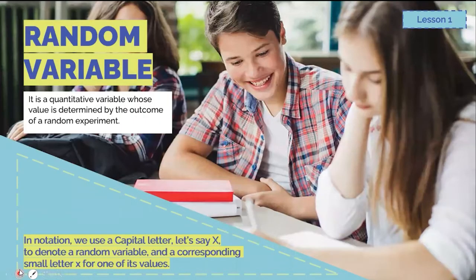The next term we need to keep in mind is a random variable. It is a quantitative variable whose value is determined by the outcome of a random experiment. In notation, we use a capital letter, let's say X, to denote a random variable, and the corresponding small letter x for one of its values.